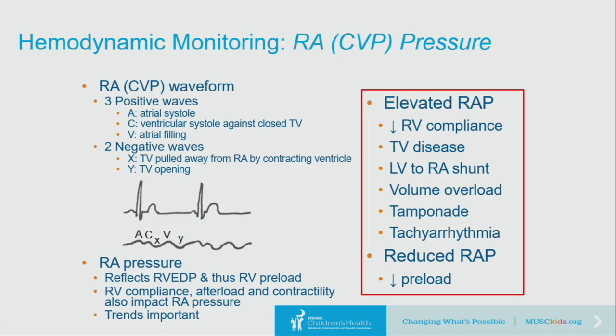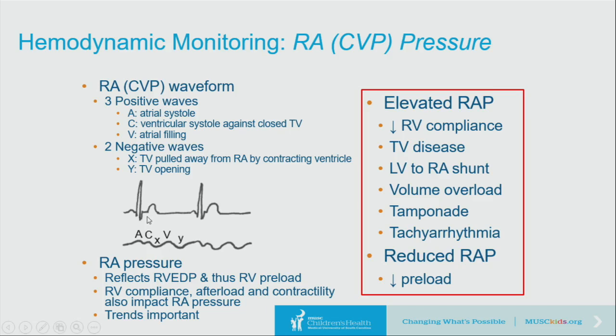Looking at your right atrial pressure, your CVP, your right atrial waveform, or your CVP waveform, is made up of 3 positive waves. Most important are your atrial A wave, which is produced during atrial systole, and your V wave, which is produced during atrial filling, and then 2 negative waves here. So you can see these waves labeled on the tracing here relative to the QRS complex.